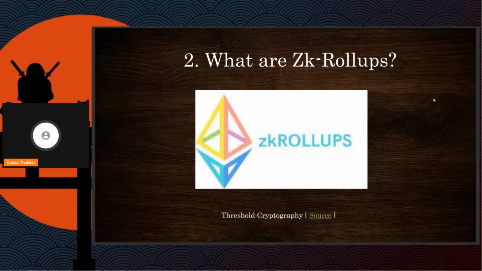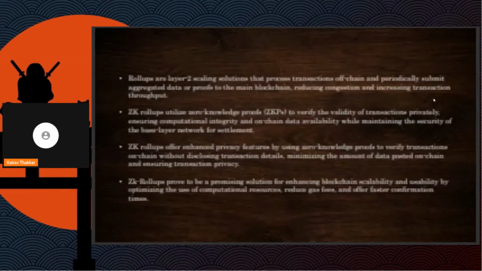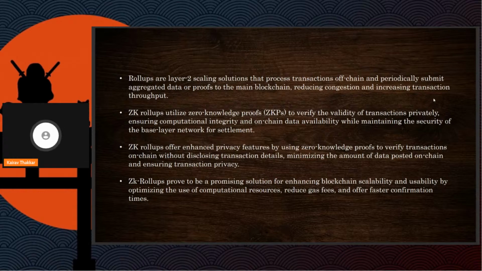Now, what are Zk Rollups? And moving forward, what is zero knowledge technology? What are rollups? Rollups are layer 2 scaling solutions that process transactions off chain and periodically submit aggregate data or proofs to the main blockchain. So it takes the transactions, processes them, and then you can submit the aggregate data or proofs. Let's say you have the validity proof of the transactions, that yes, these transactions are valid, and you can then aggregate it and submit it to the main blockchain later.